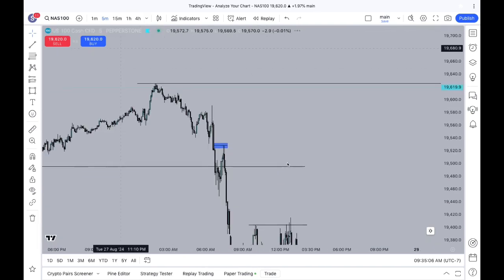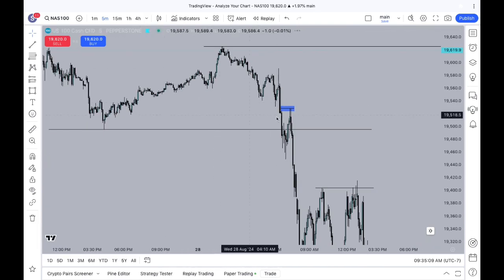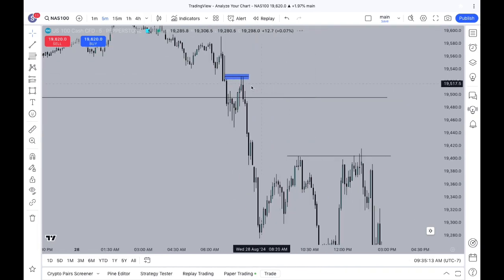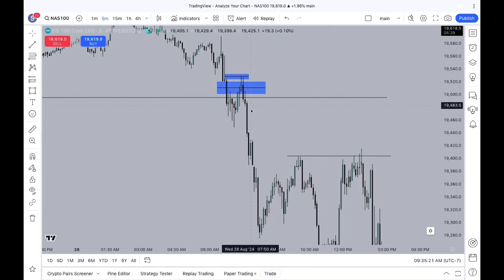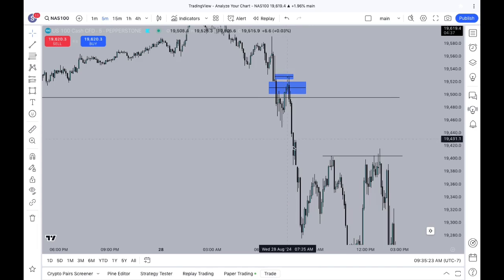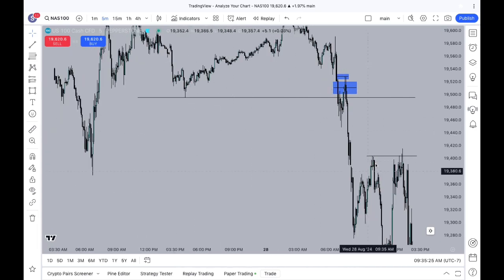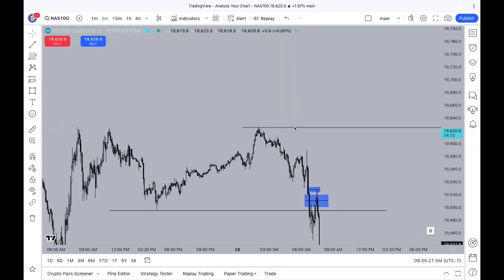All right, so we're here. We had a displacement. We went up into this 5 minute fair value gap right here. So as you can see, we went up, we respected it, we had a break of structure, so that is confirming that this is a displacement.